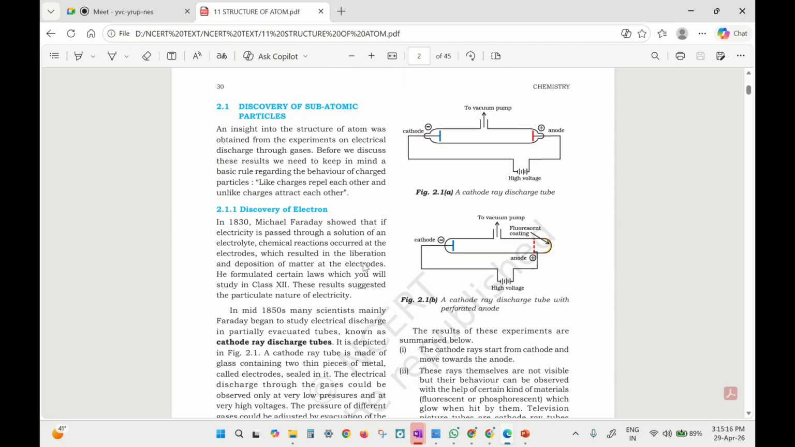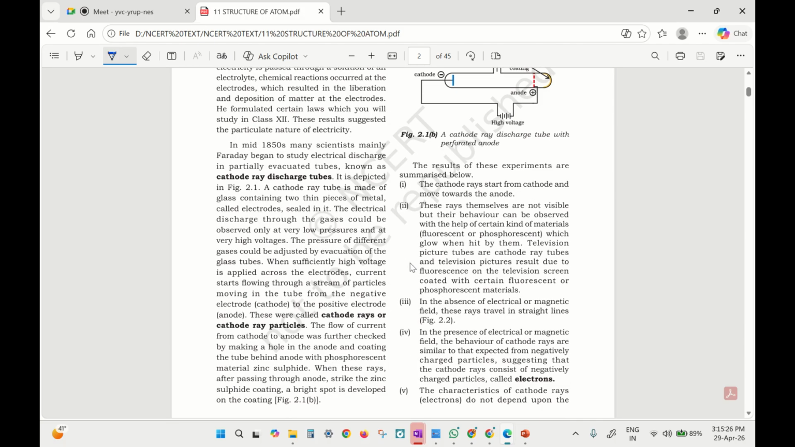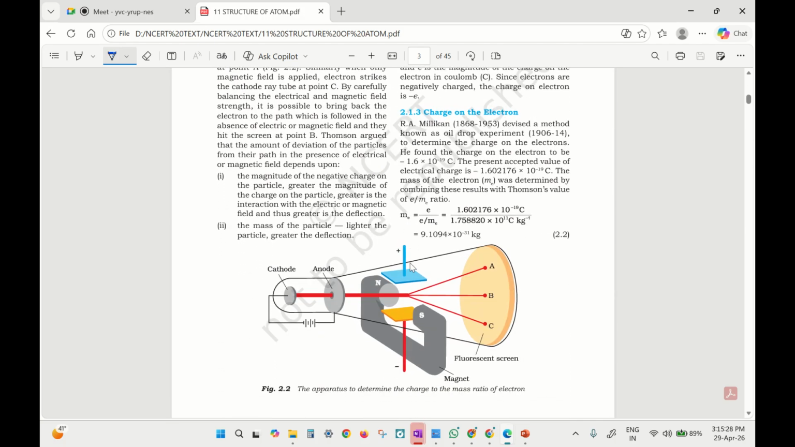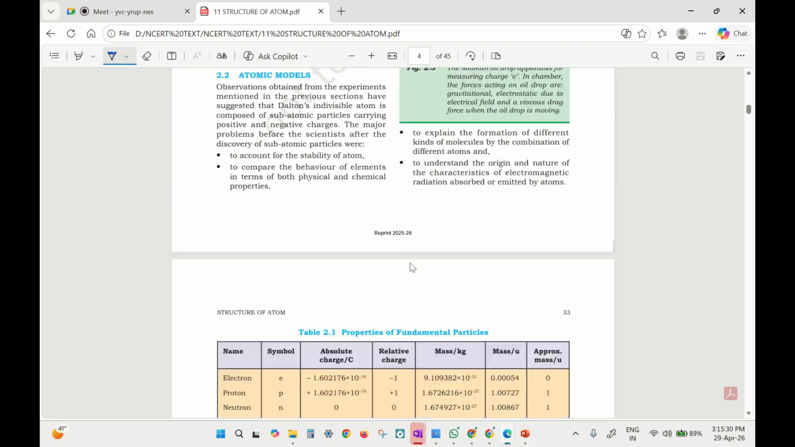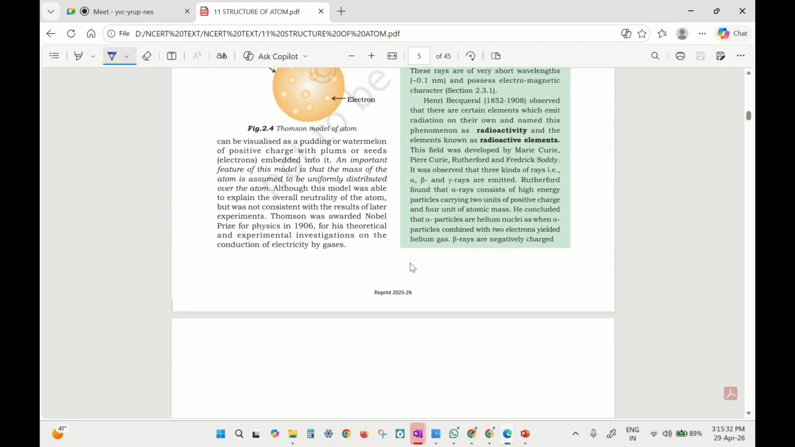So we will try to understand about the discovery of the subatomic particles. The first one. Okay, you prefer, you arrange. Both of you are in the same class, no? So I don't mind. Okay.